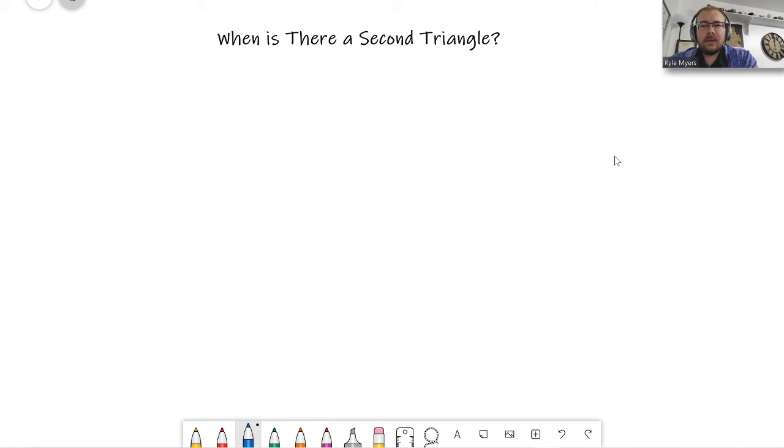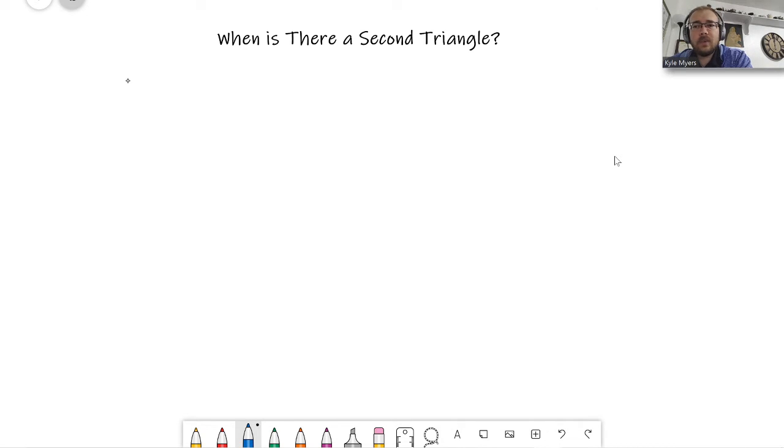So let's look at when there is a second triangle. What I'm going to do here is create what is called a dichotomous key. I like to use the fancy term because it sounds cool. It basically just means that I ask a question and it's a yes or no answer. If the answer is yes, I move on. If the answer is no, I do something else. I'm going to do this off to the side over here.